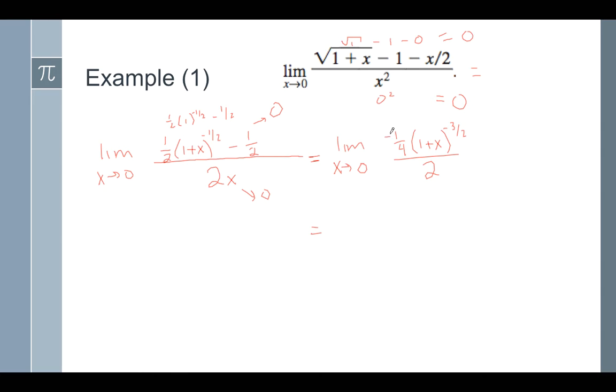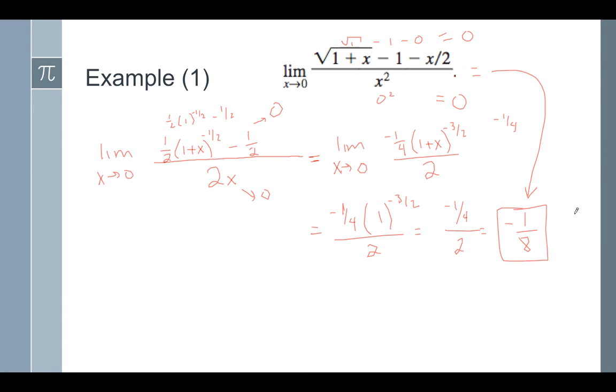Then I do direct substitution. If I do direct substitution, I get negative 1/4 times 1 to the negative 3/2, all over 2. Well, that's nice. 1 to the negative 3/2 is just 1, so now I don't get an indeterminate form. I get negative 1/4 over 2, which is equal to negative 1/8. So the limit of this big ugly ratio is just negative 1/8. It's a very nice answer.